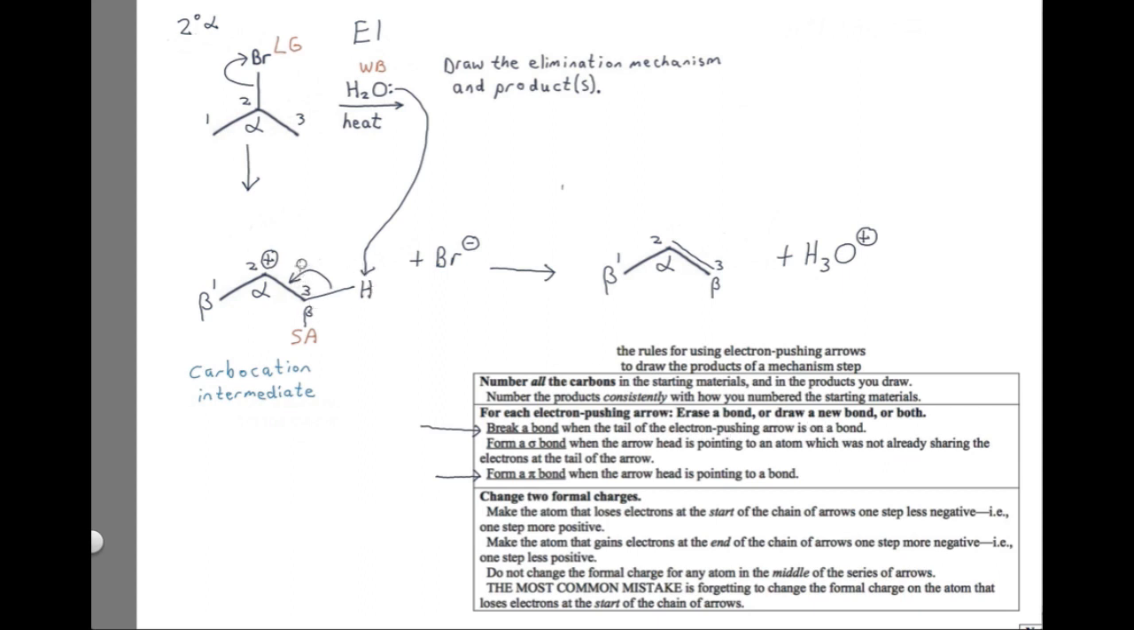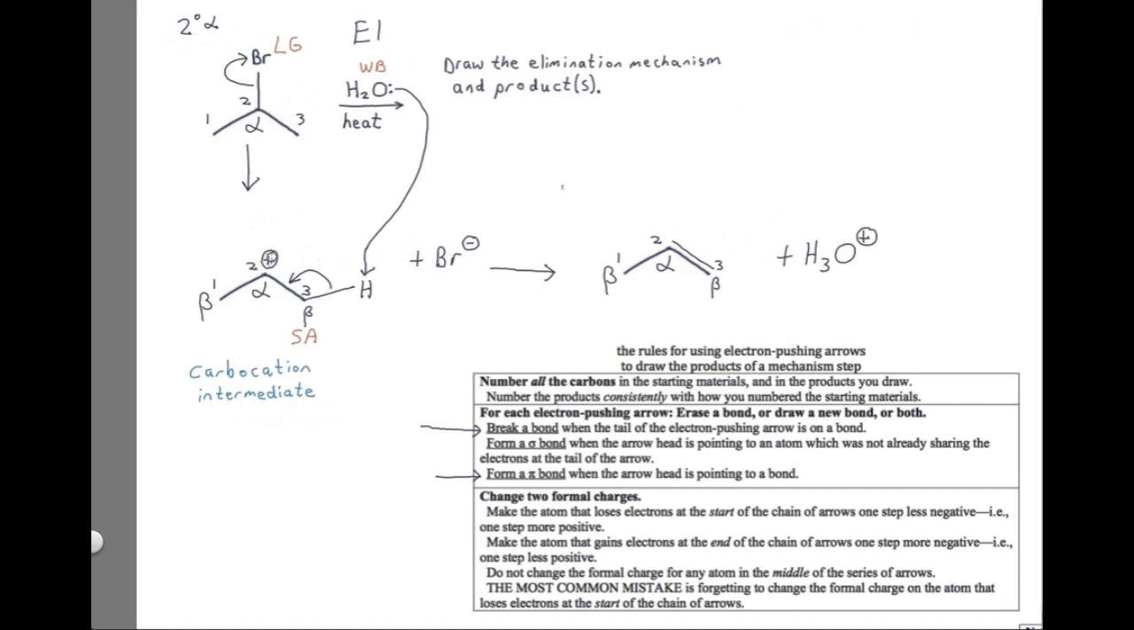The head of this arrow is on the bond between carbon-2 and carbon-3. That's the kind of arrowhead that tells us to form a pi bond. So we used these two rules to break this bond and to form this pi bond between carbons 2 and 3. I already basically broke this bond when I moved the hydrogen from this position to this position.